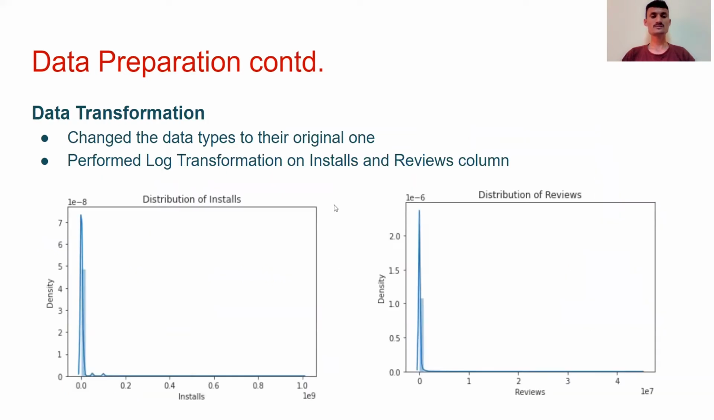Next, we checked the data types of the columns and found that some of the numerical columns were stored as strings. So we changed the data types of such columns to their original ones to make the data effective for plotting. During data visualization, we encountered some difficulties in plotting installs and reviews. Looking at the distribution of both the columns, we can see they are highly skewed. So we performed log transformation on both the columns to reduce their skewness and make them effective for plotting.